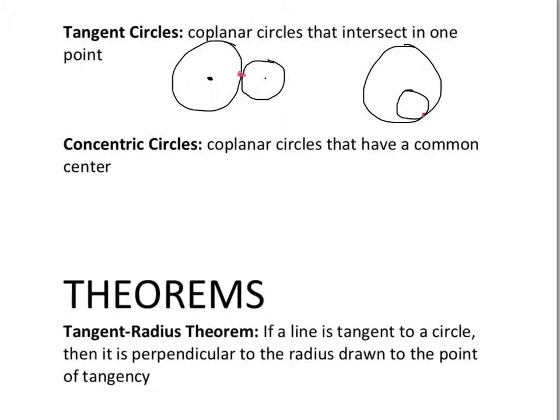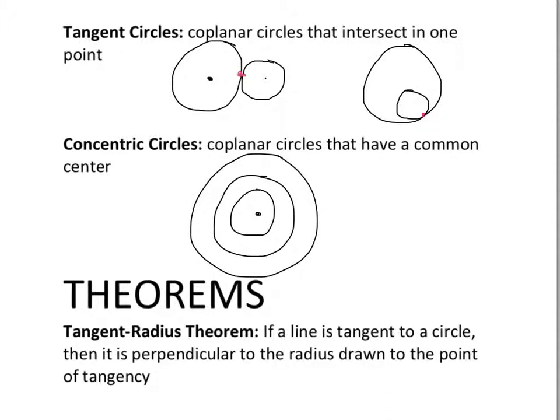All right, now concentric circles. Concentric circles are going to be coplanar circles that have a common center but do not have the same radius. So if you draw like a target, they all have the same center, but they all have different radiuses. Okay, so each of these circles are going to be called concentric circles because they're all sharing the same exact center. But obviously that radius is different than that radius, and that radius is different than that radius, and so forth.